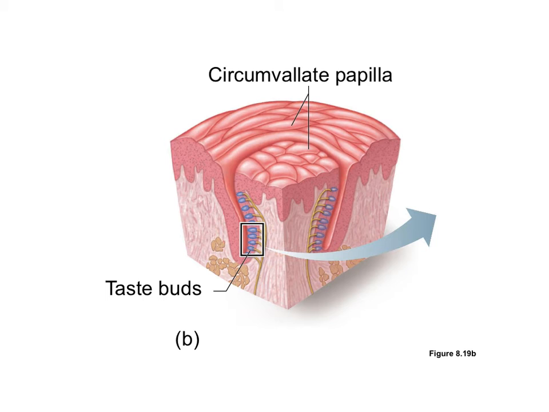Some of the papillae that are in your tongue are the ones that house taste buds. So you've got these circumvallate papilla, and the singular one is papilla, papillae is plural. And then on the sides of those structures are your taste buds. Here they're represented with this blue color.